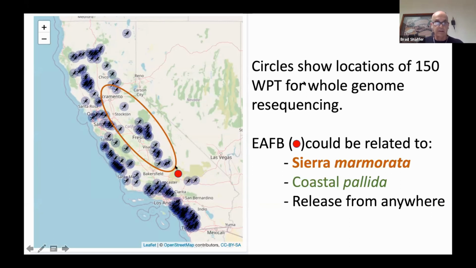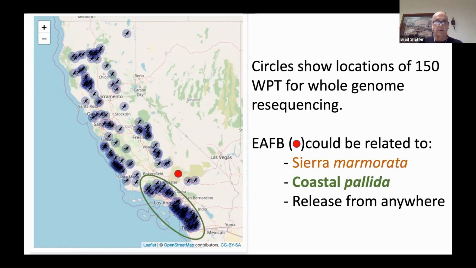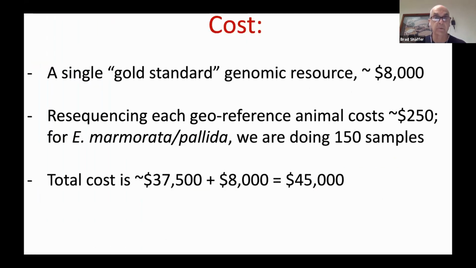And the fact is that that animal could be a part of the Sierra Nevada population, which is relatively close by, of Emmys or Actinemys marmorata. It could be a part of the also nearby coastal clade of coastal Emmys or Actinemys pallida, or they could be released from anywhere. And we should be able to figure that out with fairly fine resolution using this data set that we're putting together.